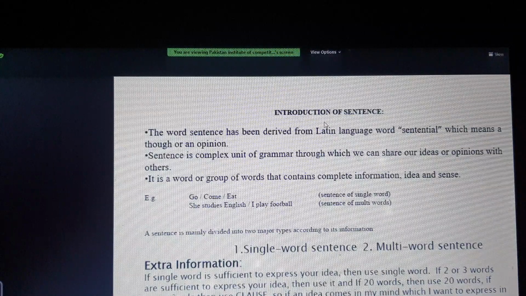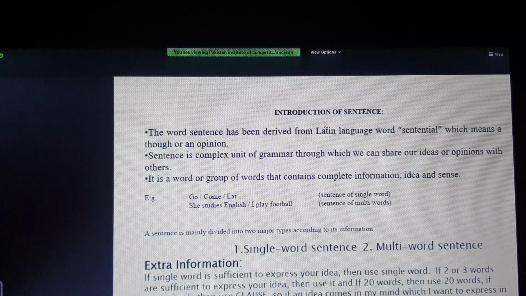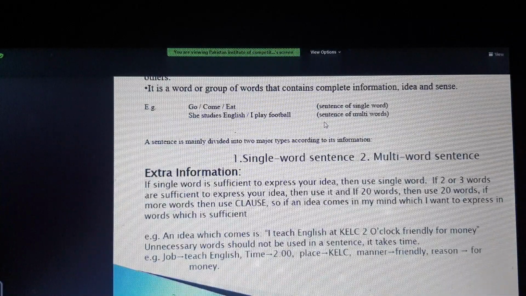So a sentence is mainly divided into two major types according to its information: single word sentence or multi word sentence. Now what is a single word sentence?